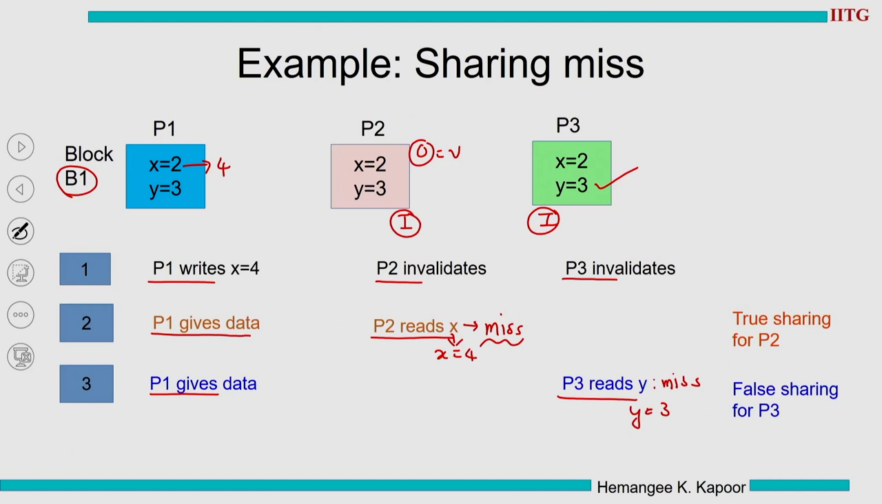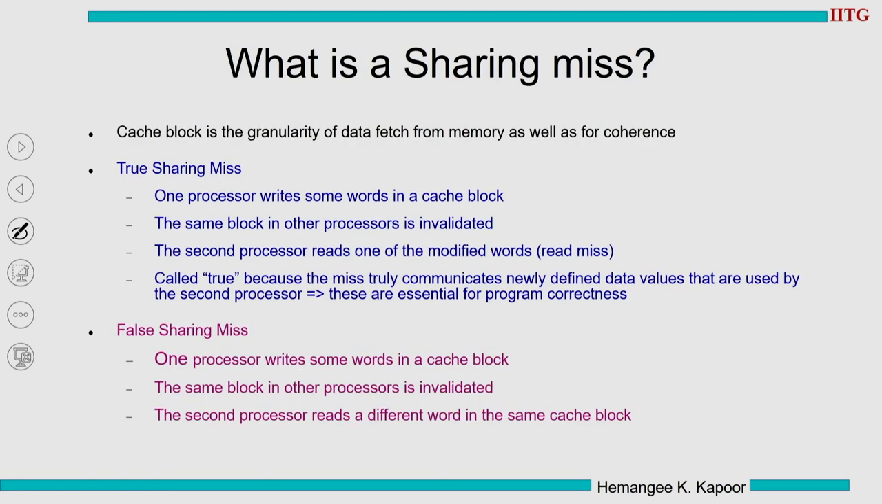So if we categorize these two events, event number 2, when P2 incurs a cache miss, is called a true sharing miss because the variable x it uses was really modified, whereas I call the other a false sharing miss because the variable y which P3 uses was not changed at all. So that's the meaning of a true sharing versus a false sharing miss.